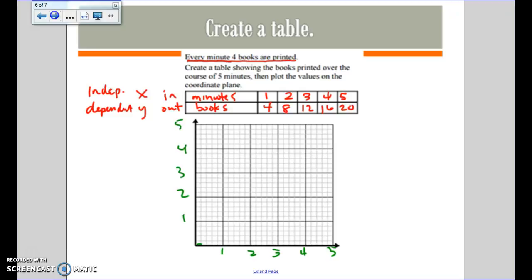So I'm going to call this minutes, and this guy books, and take a look at the graph here. So over 1 up 2, there's a spot. Over 2 up 8. Oop, we're going to go off the map now, so I guess that was a bad plan. Maybe we shouldn't do that. We'll go over 1 up 4 right there, over 2 up 8 right there, over 3 up 12 there, over 4 up 16, and over 5 up 20.